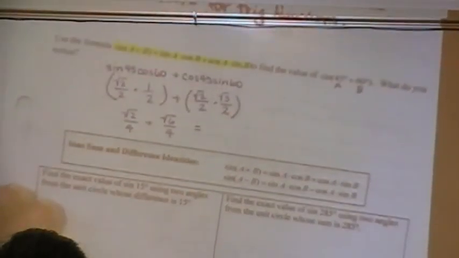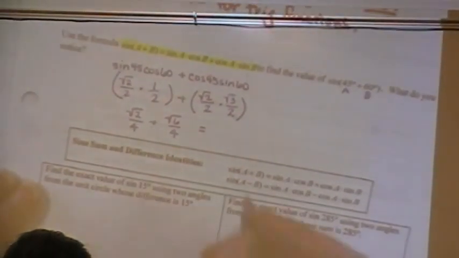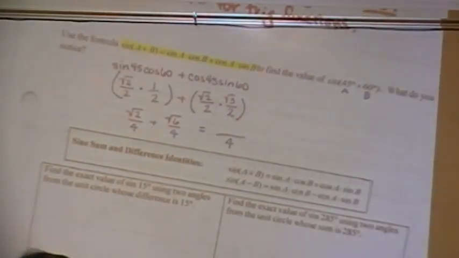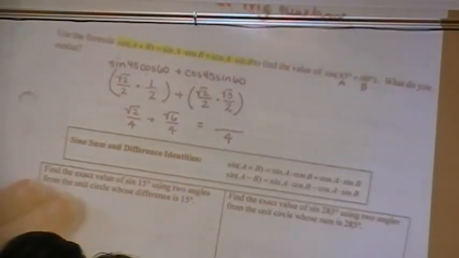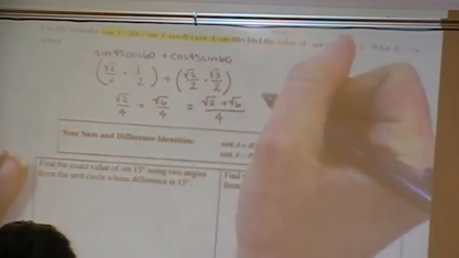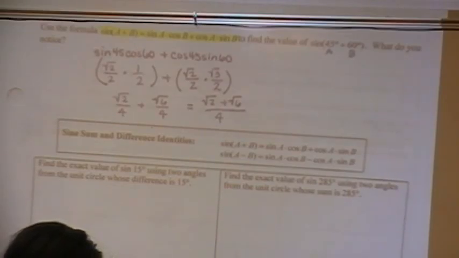Now, I have a common denominator, so I could add these things. So the denominator, the common denominator, just carries across. You can add across the top, but don't forget radicals. You cannot add radicals unless they're the same. So really, the only thing I can do is just write them down. Square root of 2 plus square root of 6, because they're not like terms.